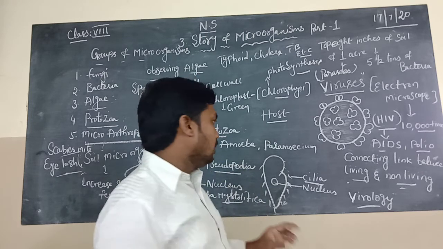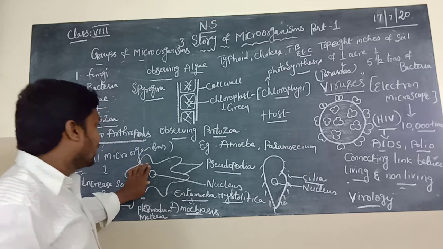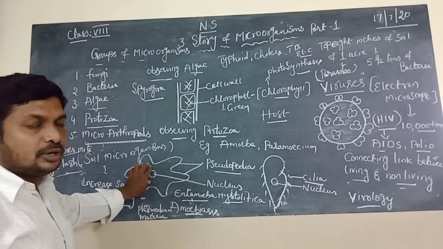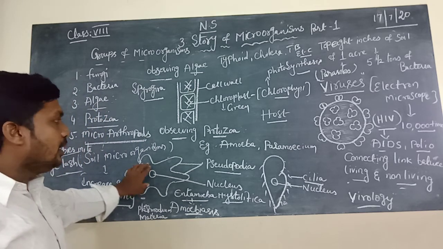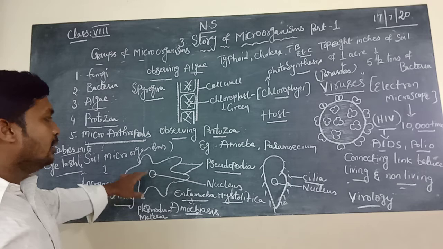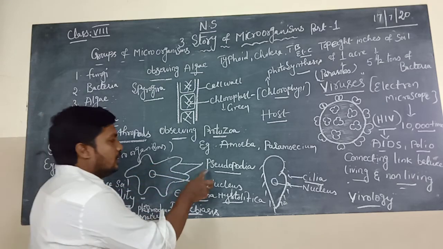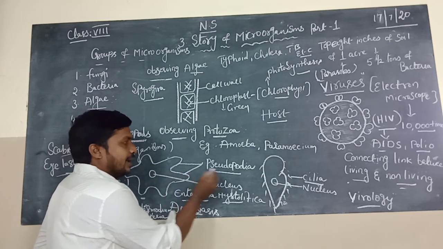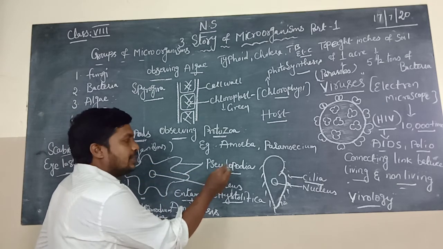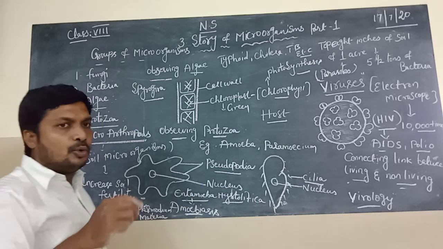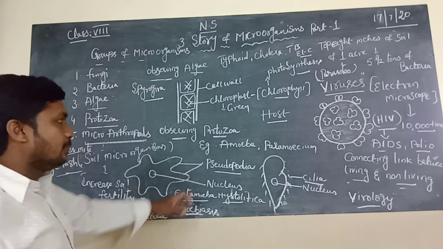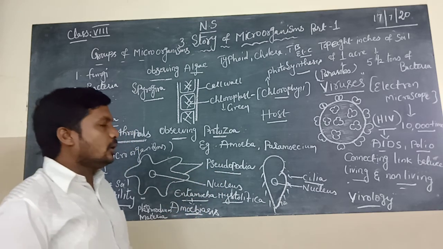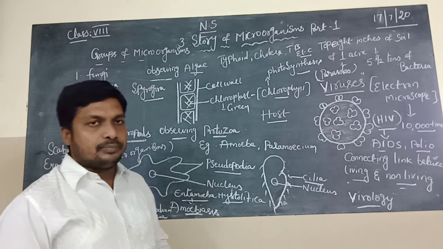Third question, draw a neat labeled diagram of amoeba. Already drawn here. Amoeba has finger-like projections called pseudopodia. With the help of pseudopodia, they can move from one place to another. So this is about today's homework.